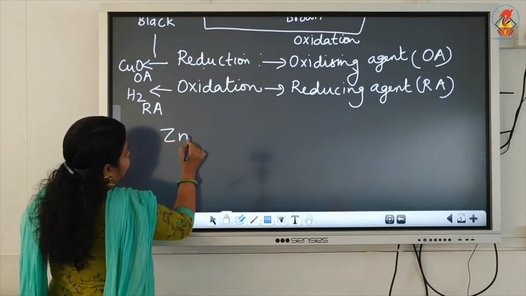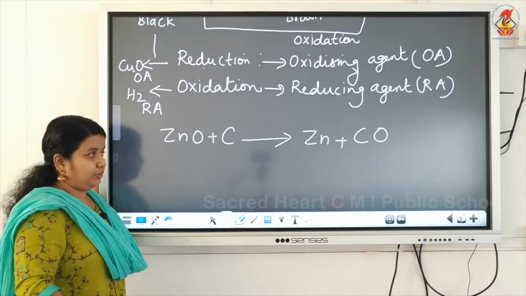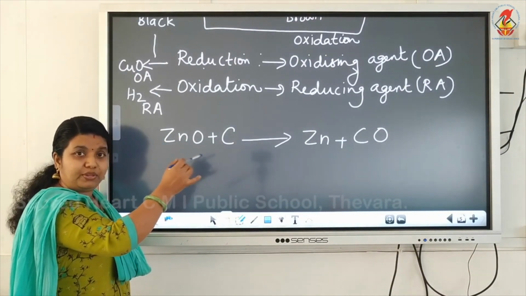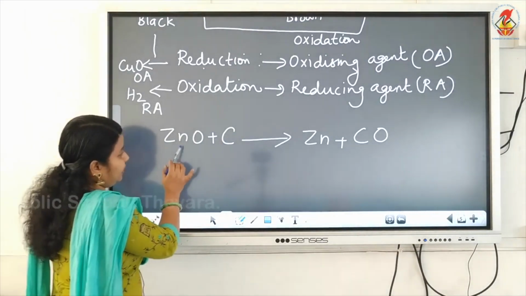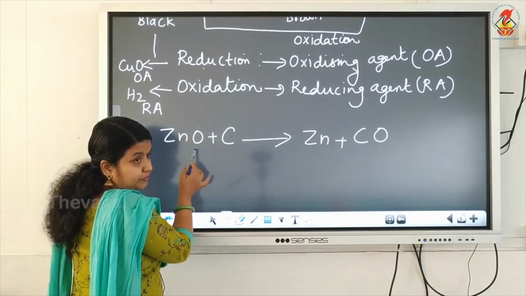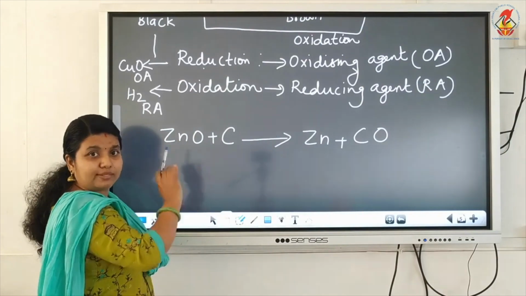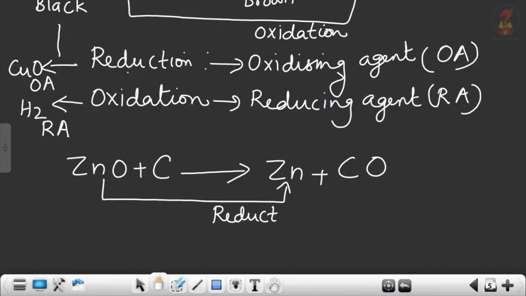Now consider this reaction. You have to find out the oxidizing agent and the reducing agent in this reaction. Before that, the first thing is identifying which is oxidation. One substance is undergoing oxidation and the other one is undergoing reduction. Those two reactions, oxidation and reduction, first you have to mark. So take zinc oxide. What happened to zinc oxide here? It is losing its oxygen. Coming to the product side, there is no oxygen with zinc. So it has lost its oxygen. So this is reduction.